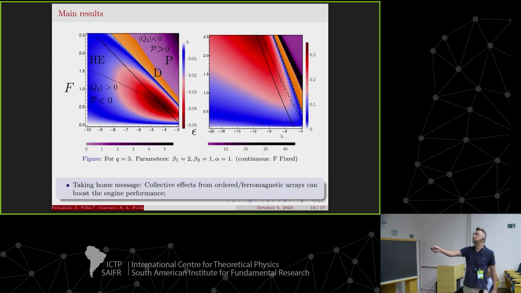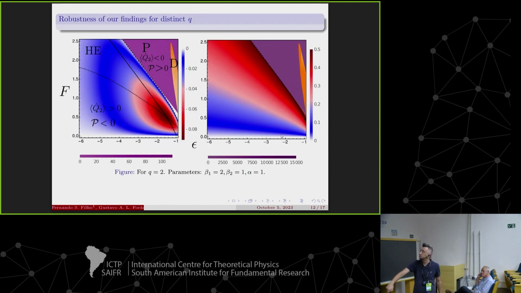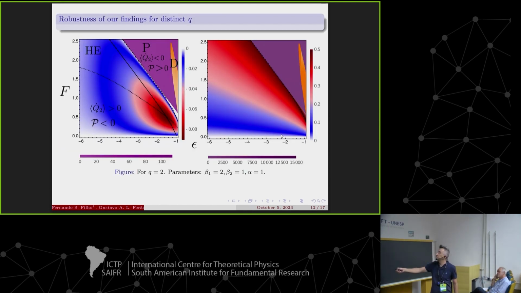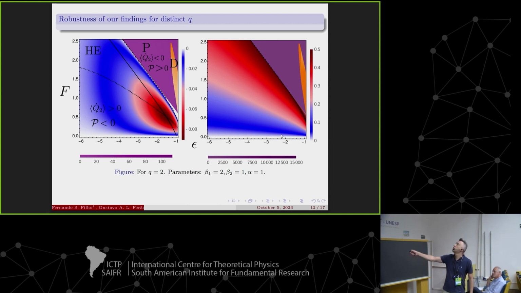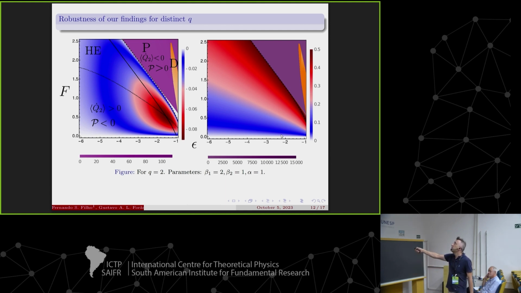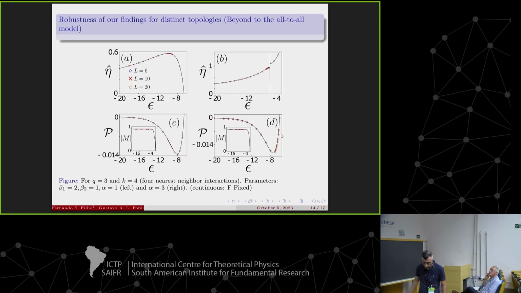Collective effects can boost the system performance. Regarding the robustness of these findings, for example, we see a similar behavior for Q equals 2, reinforcing the robustness of our findings. Of course, there are some small differences here. This crossover between regimes is from a Carnot efficiency, ideal efficiency, and an important result is the following.